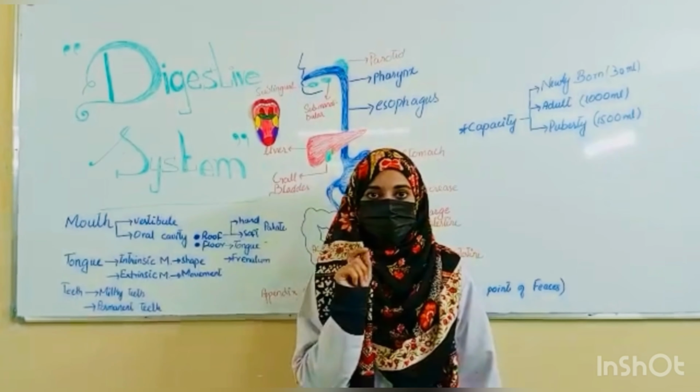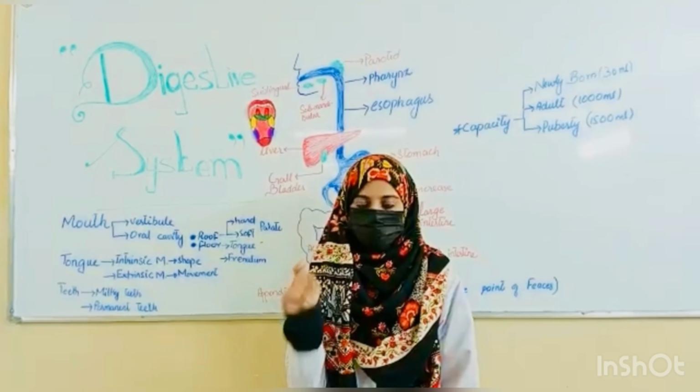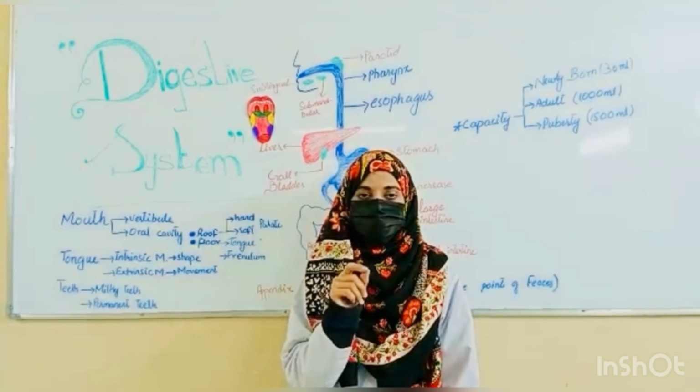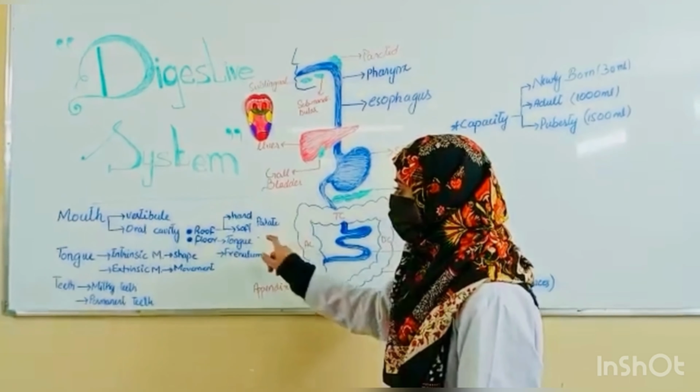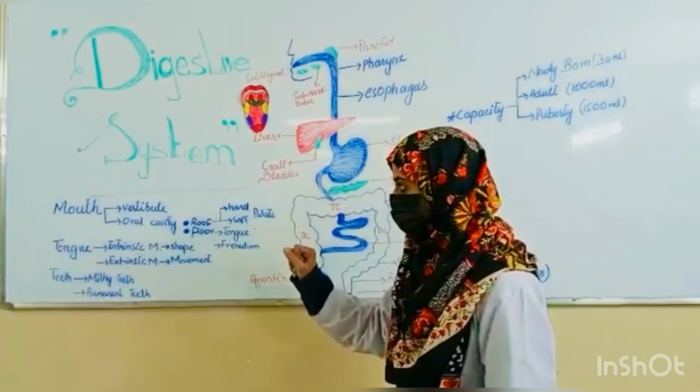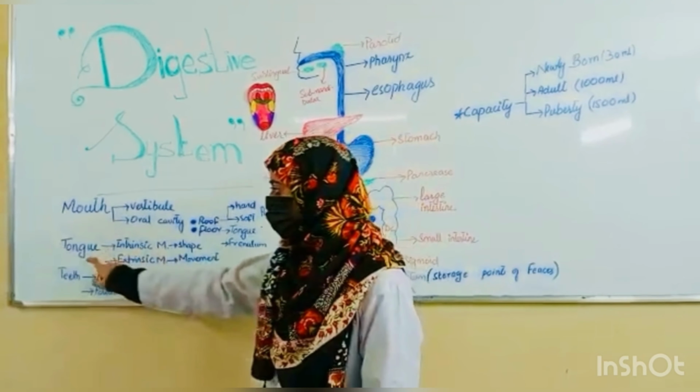The roof is made of the hard palate and the soft palate. The hard palate is the anterior two-thirds and the soft palate is the posterior one-third. Now we will talk about the tongue.